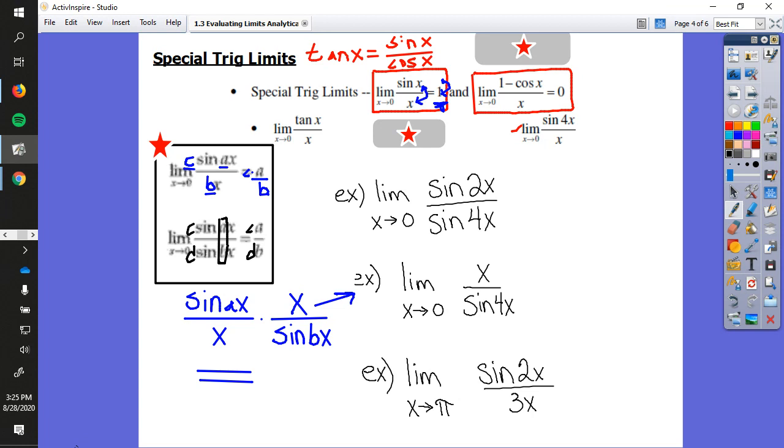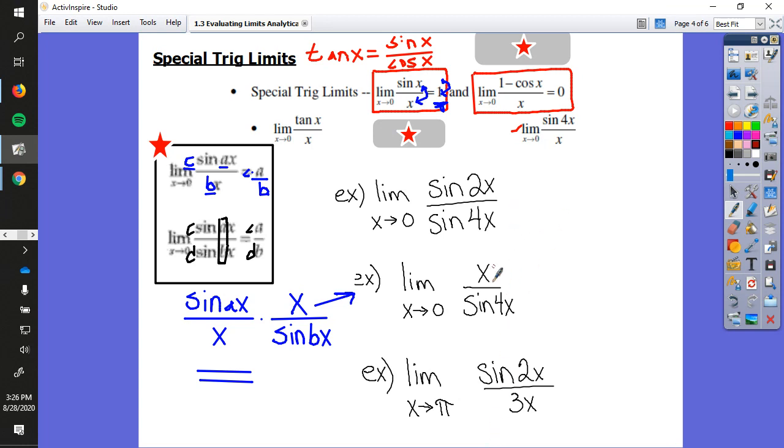So if you look at the first example, the limit as x approaches 0 of sine 2x over sine 4x. Let's look at that real quick. On this one right here, if I try a direct substitution, always try a direct substitution first, because sometimes it looks like it's going to be a special trig limit, and it's not. You can actually plug it in, and we'll see one of those in just a moment. But in this case, if I do plug it in, I end up getting 0 over 0. So sine of 0 over sine of 0 is 0 over 0.